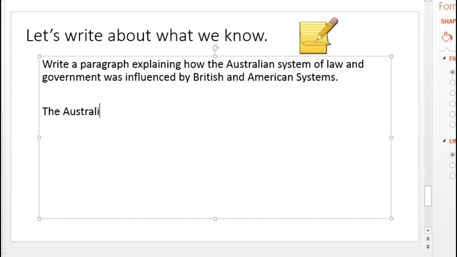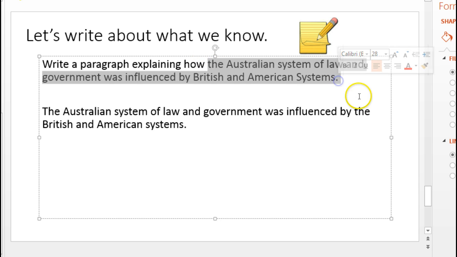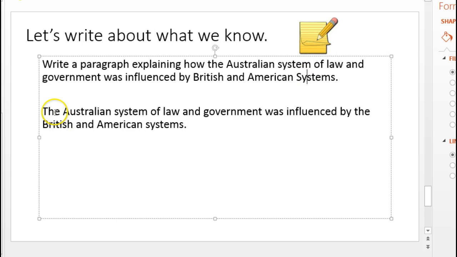The Australian system of law and government was influenced by the British and American systems. And there's a topic sentence, and as you can see that is pretty much exactly the same as our question. So that's where I've got my topic sentence from. Right there.